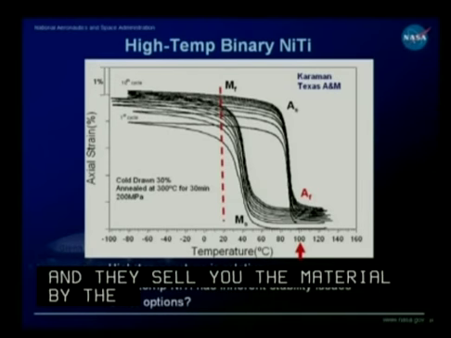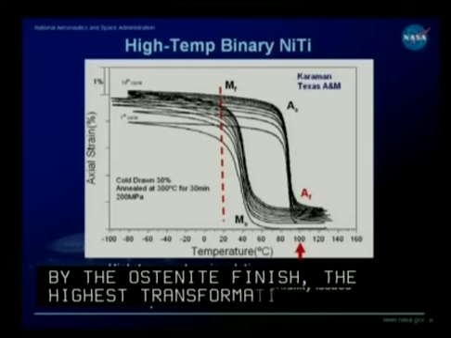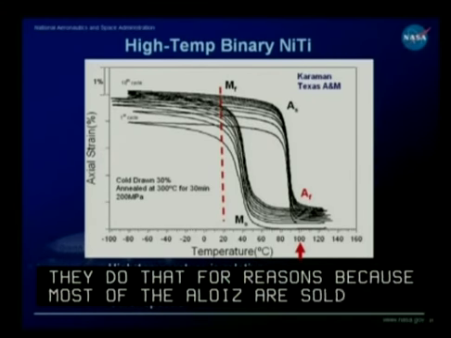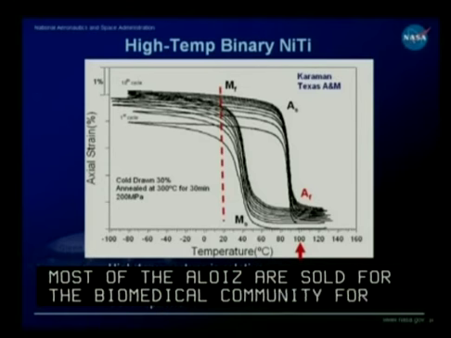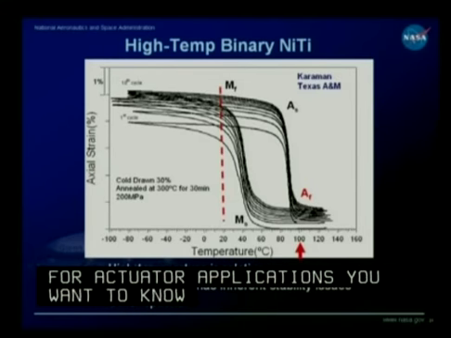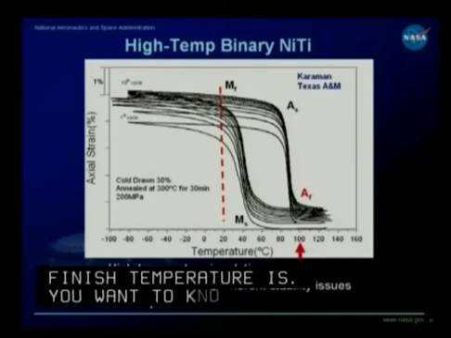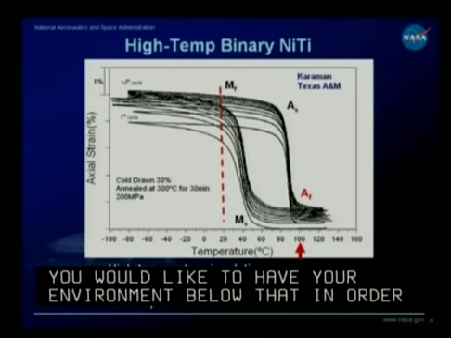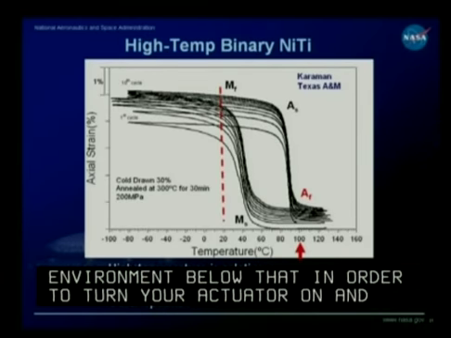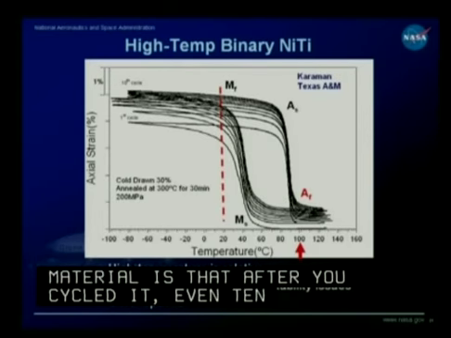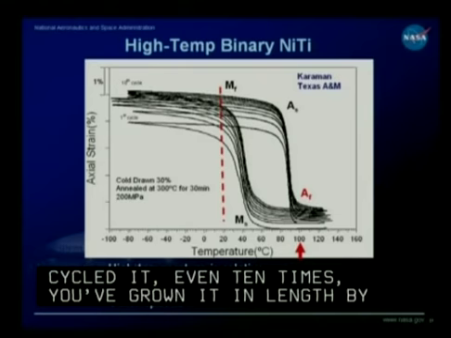Now, they do that for reasons, because most of the alloys are sold for the biomedical community for superelastic applications. But for actuator applications, you want to know what the martensite finish temperature is. So you would want to know where the MF temperature is, because you would like to have your environment below that in order to turn your actuator on and off. The other problem with this material is that after you cycle it even just 10 times, you've grown it in length by about 1% due to that irrecoverable deformation that we were talking about earlier.